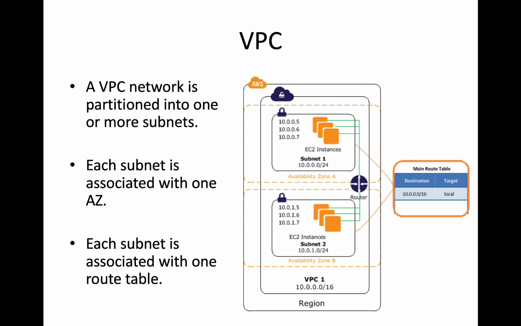But what's important is that each subnet is associated with one route table, and multiple subnets may share the same route table. Each subnet could have its own routing table. That'd be perfectly fine as well. But they can share a routing table as well. They can only have one routing table, however.